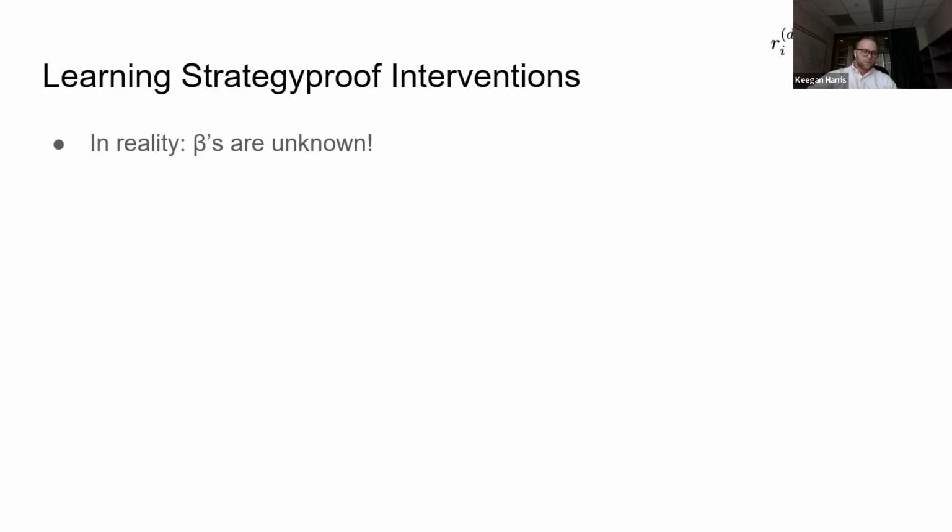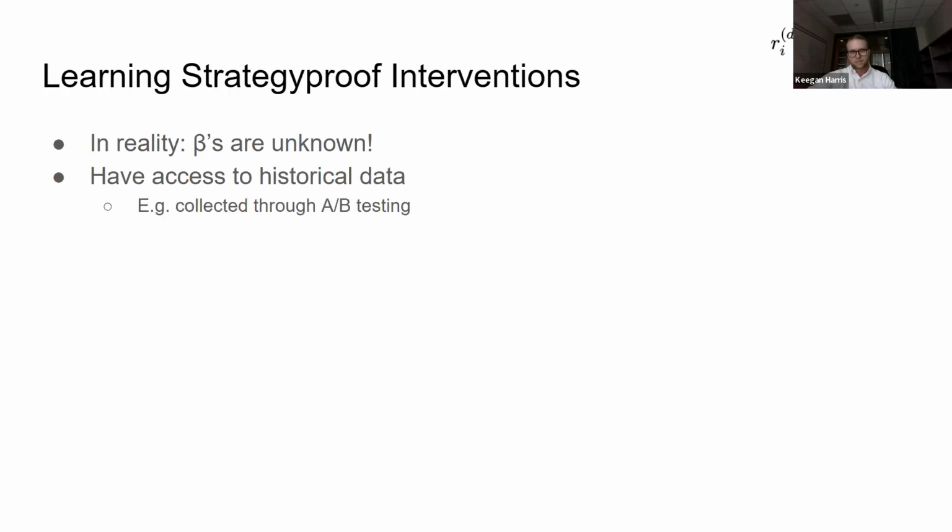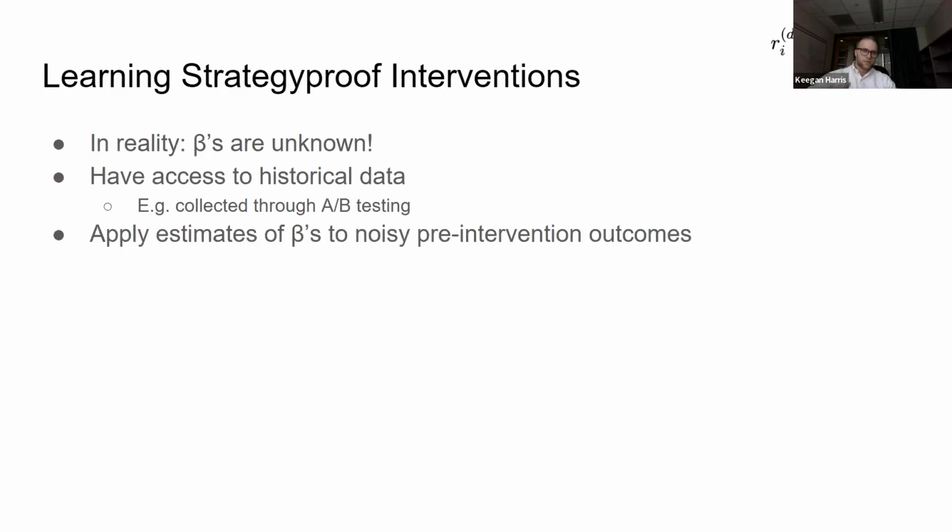So we've characterized the strategy-proof intervention policy, but in reality, these betas, these linear functions, are unknown. So you may hope to estimate these from historical data, which, like I said, may have been collected, for example, through A/B testing. And then what you're going to do is, you're going to have these noisy estimates of these betas, and you're going to apply this to the pre-intervention outcomes of the observed units, which is itself noisy.